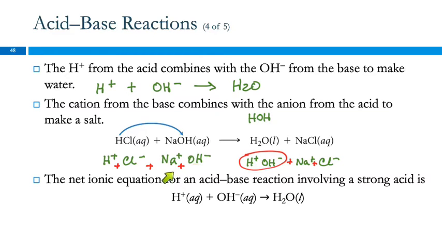So sodium was by itself to start with, and it's still by itself. It's aqueous, right? So the sodium ions are spectators, and the chloride ions are spectators. The hydrogen ion and the hydroxide ion became part of water, which is a liquid, and so it's not written as separate ions. So we end up with this net ionic equation of H plus OH minus gives us H2O. This is the net ionic equation for most acid-base reactions.